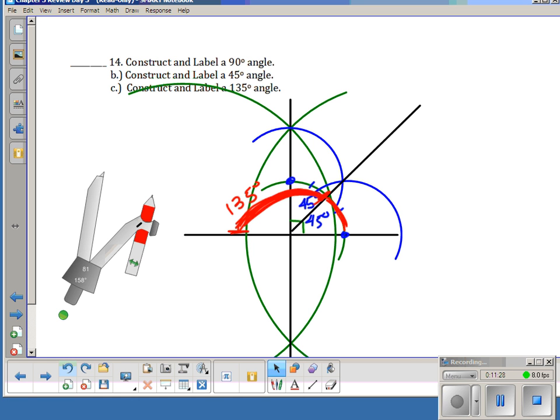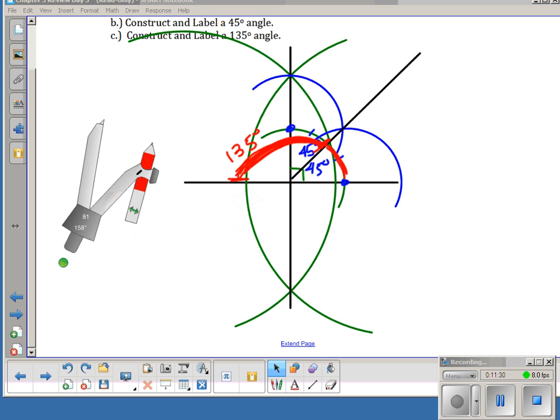Right? So I think we finished off the third page. I'm going to save that bottom one on the third page for the next video because it's all about medians, altitudes, angle bisectors, and perpendicular bisectors. So I have one more video if you want to get the last 4 problems.